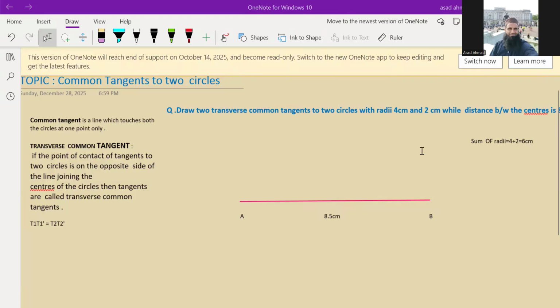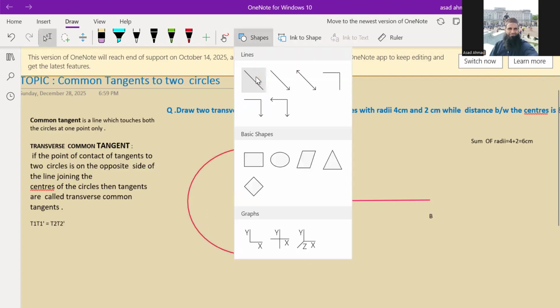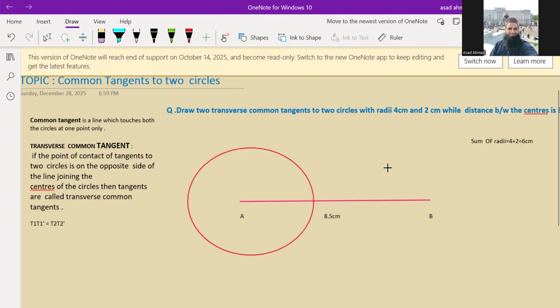For the transverse common tangent, I have written a question: draw two transverse common tangents to two circles with radii 4 centimeter and 2 centimeter. I have taken two circles of different radii, while the distance between their centers is 8.5 centimeter. What will be required? Simply, we will draw two tangents for the two circles one by one. On A, I am taking a circle of radius 4 centimeter, and on B I will draw the circle of radius 2 centimeter.